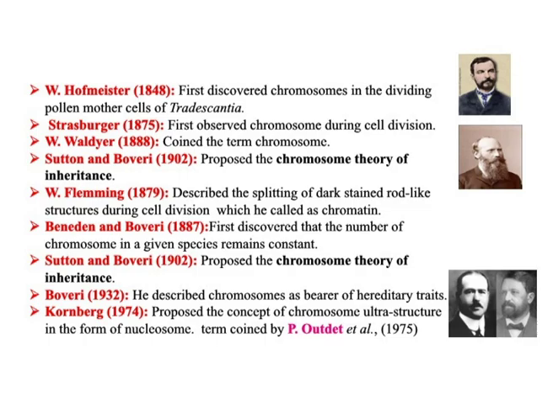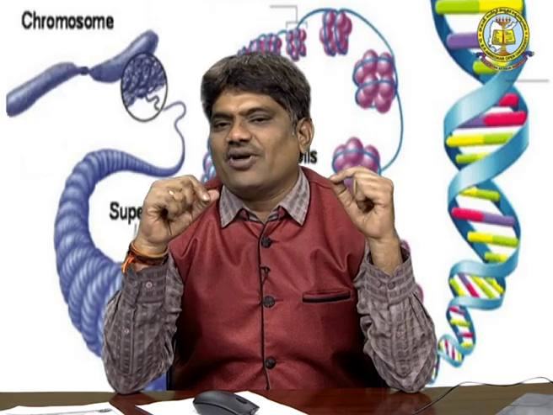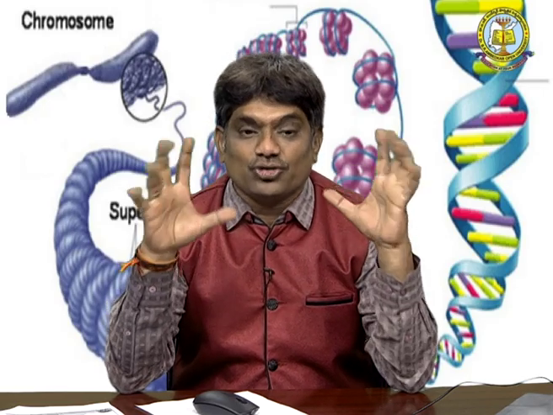Here, you know, the chromosomes were first discovered by Hofmeister. Hofmeister first discovered the chromosome in the pollen mother cell, that means in the anther, pollens, and Strasburger first observed chromosomes in cell division. We have seen in cell division in which stage how it looks, whether it is thread like or rod like, or it is dividing, where it divides, what the function is, all this was observed by Strasburger. And Waldeyer gave it the name chromosome.